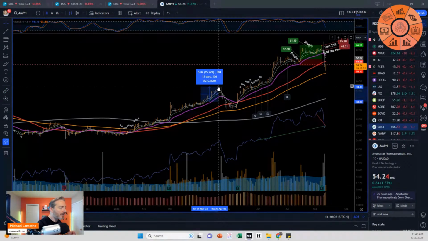So post breakout, the stock tends to run between 15 to 20% or so.